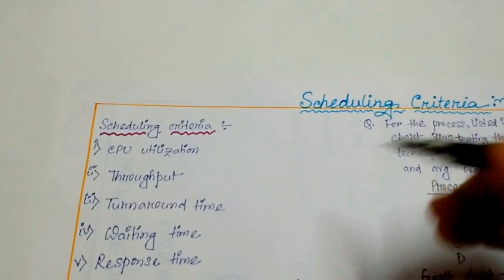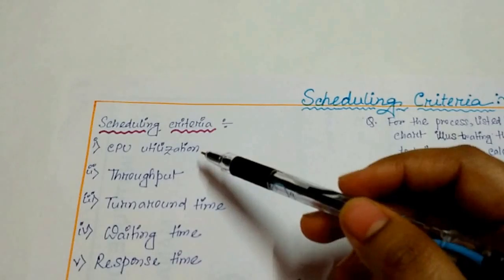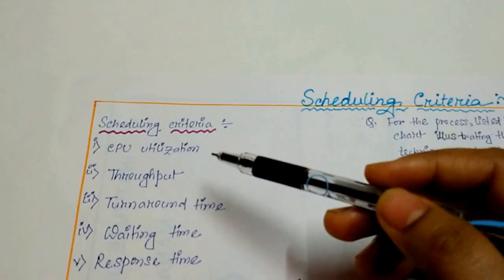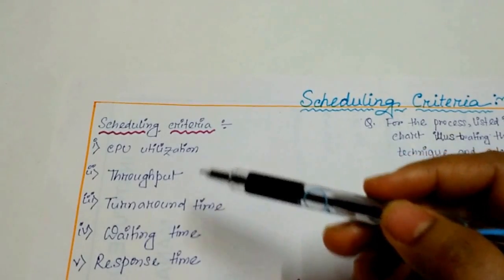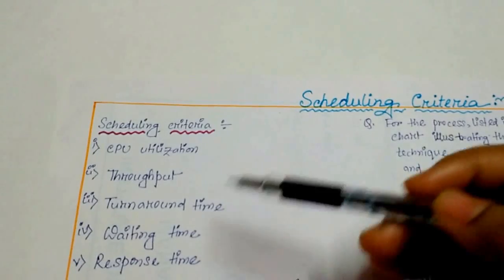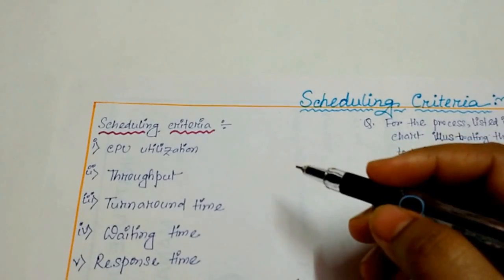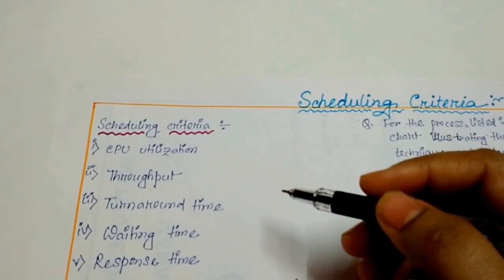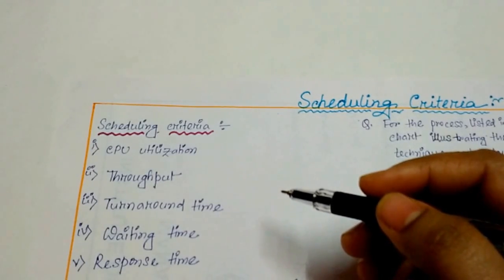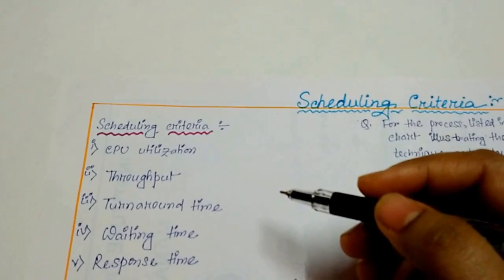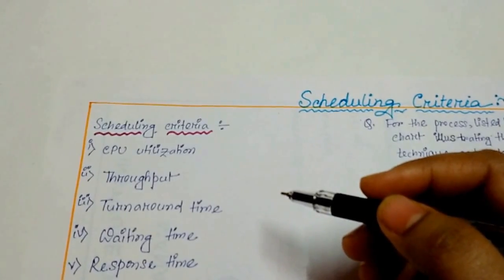How does it work? CPU utilization is defined as the percentage of time the CPU is busy in executing processes. For high utilization, the CPU must be kept as busy as possible, with some process running at all times.